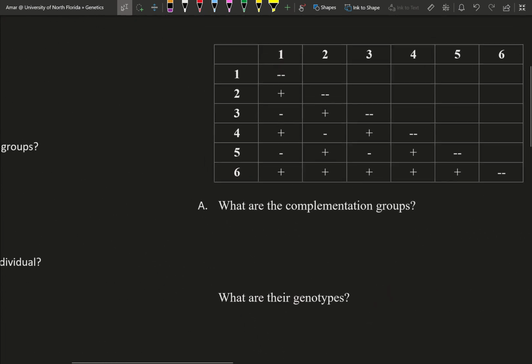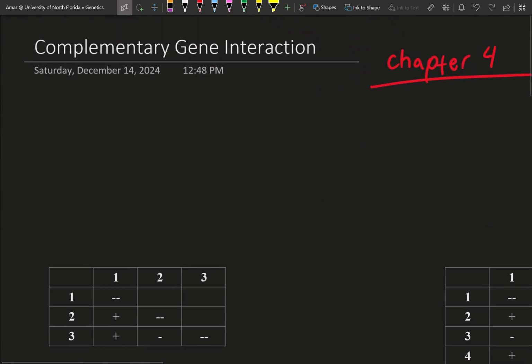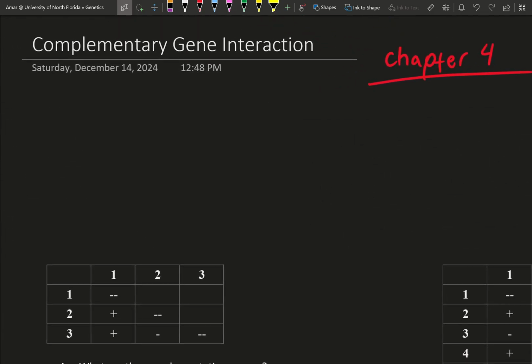But to go over complementation, a lot of people struggle with understanding how this particularly works. Complementation is basically another form of an epistatic interaction. So all this is, it's basically a coupled epistatic interaction, how we talked about before, where we have a certain recessive phenotype, and you can have different recessive phenotypes.